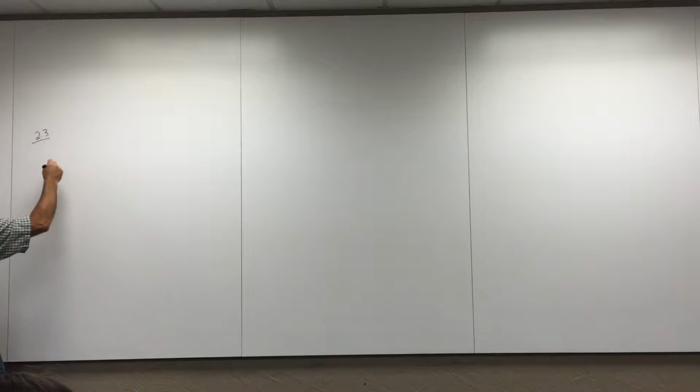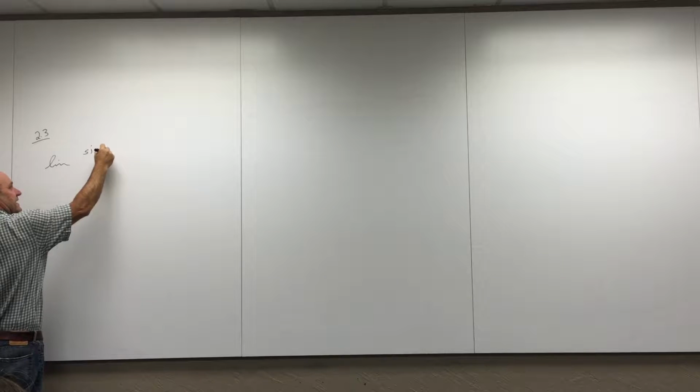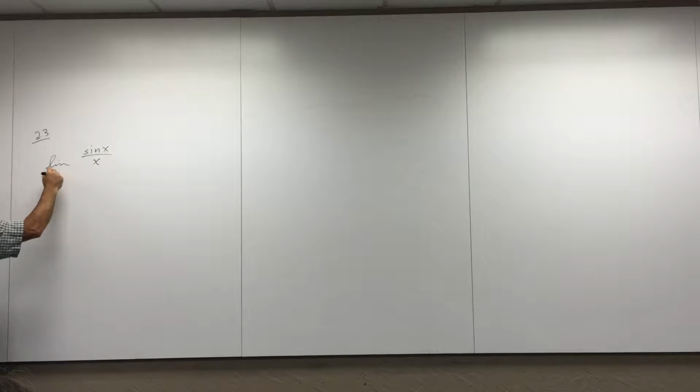Yeah, I'm in 2-3. I didn't get to this idea. In a way I did, in a way I didn't. This is kind of a famous limit: the limit of sine x over x as x goes to 0. It's kind of a famous limit.